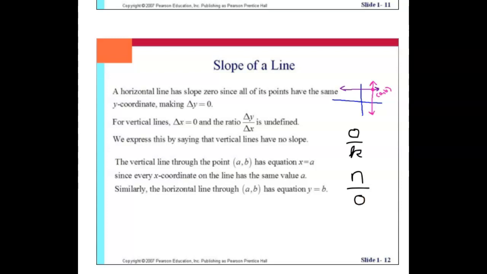So 0 over a number is okay. A number over 0 is not okay. So that's how you can see this as a hint. This okay would be representative of a horizontal line. You'll get a horizontal line if your slope is equal to 0 over a k. You get a vertical line if you have a number over 0.